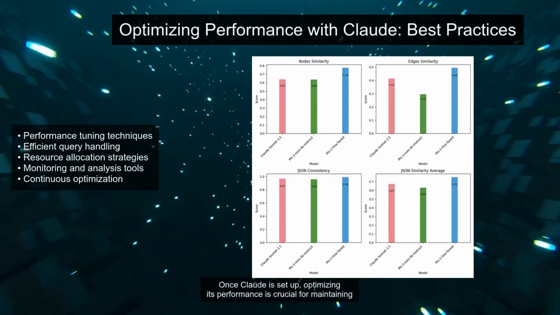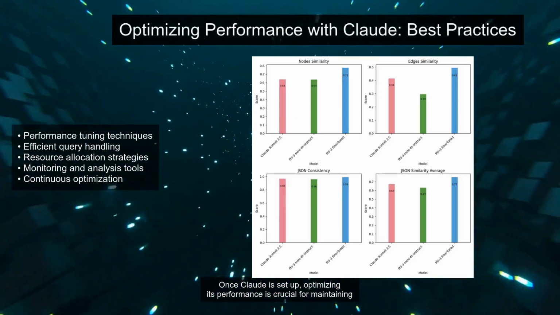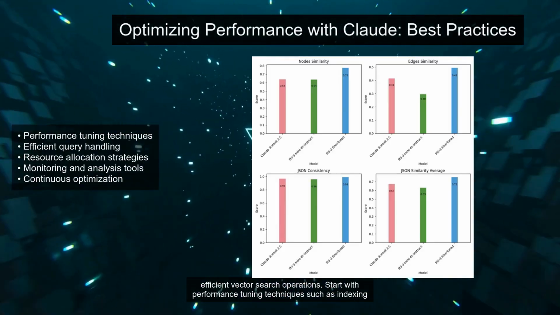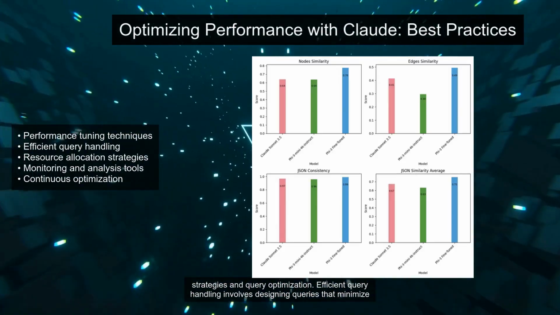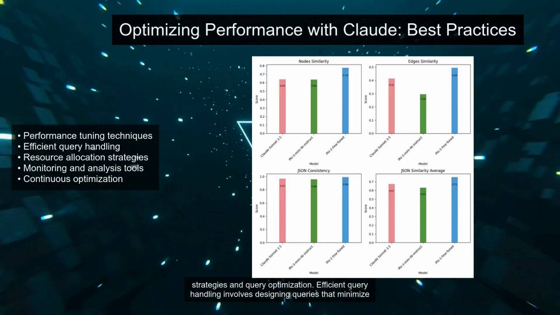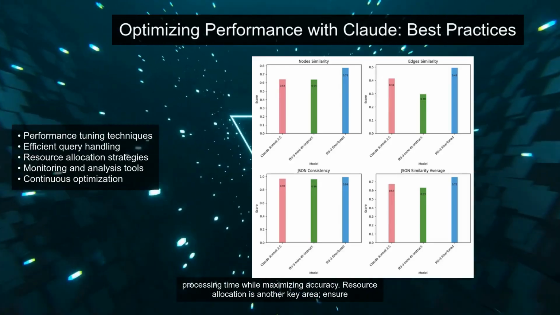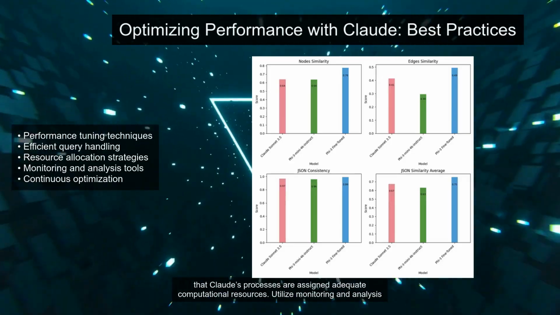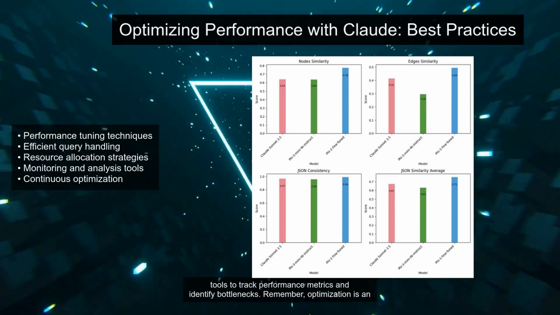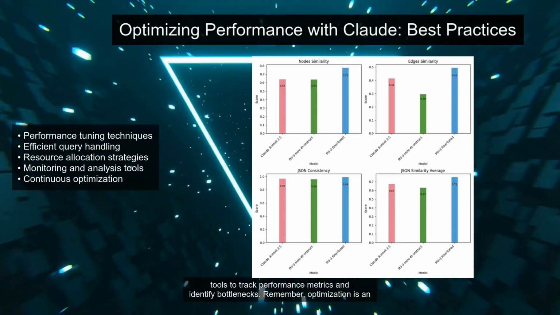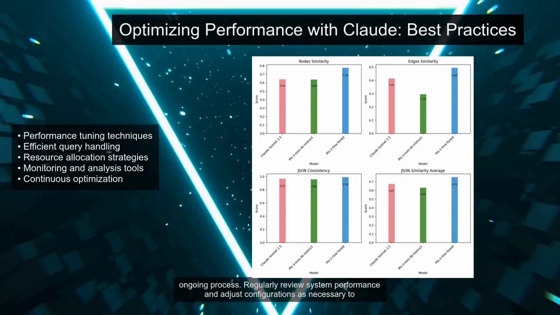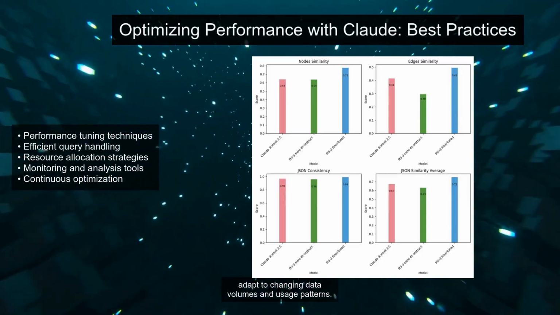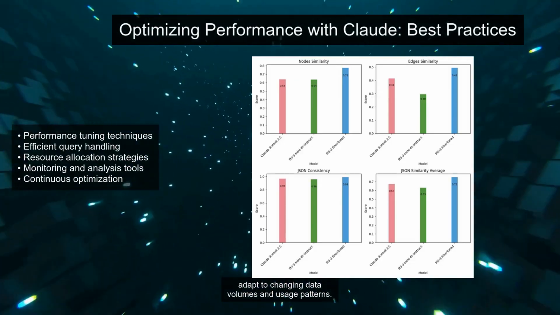Once Claude is set up, optimizing its performance is crucial for maintaining efficient vector search operations. Start with performance tuning techniques such as indexing strategies and query optimization. Efficient query handling involves designing queries that minimize processing time while maximizing accuracy. Resource allocation is another key area. Ensure that Claude's processes are assigned adequate computational resources. Utilize monitoring and analysis tools to track performance metrics and identify bottlenecks. Remember, optimization is an ongoing process. Regularly review system performance and adjust configurations as necessary to adapt to changing data volumes and usage patterns.